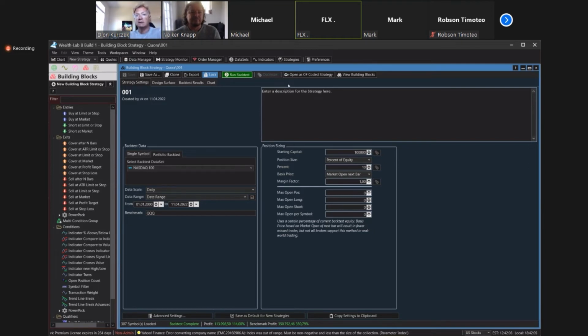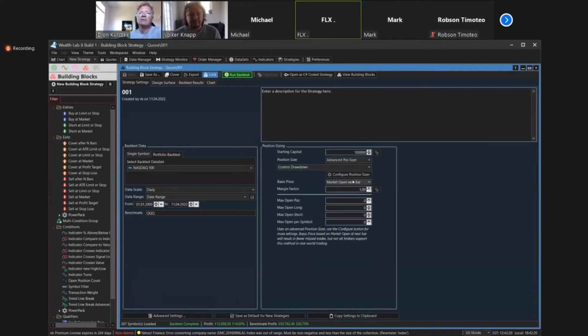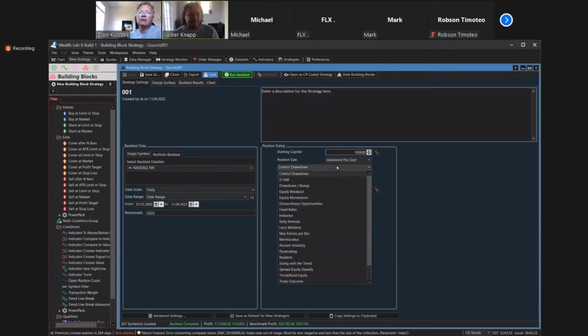It's another extendable component of Wealth Lab's architecture. So the position sizing options here, Volker has percent of equity selected, but if you drop that down, one of the options is advanced position sizer, and then if you drop down the one below that where it says control drawdown, right under position. So these are all of the advanced position sizers that we have in the core product and in the Power Pack extension that he installed.